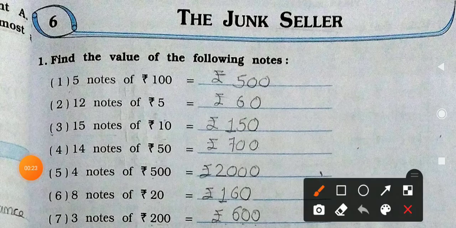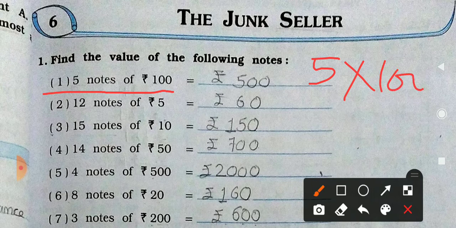So here are given the notes. There we are going to find out the value. So first one is here: 5 notes of rupees 100. 5 notes of rupees 100, that means 5 multiply with 100. How many? 500. So this is the answer, rupees 500.